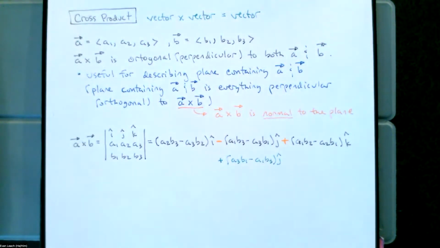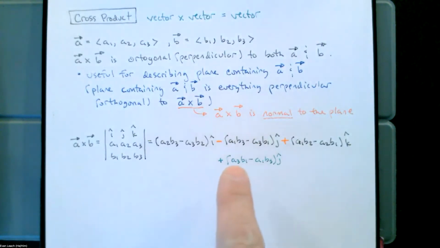I know why this bothers me so much. I don't know why it should bother me so much that it doesn't follow the pattern. 2 3 3 2, 1 3 3 1, 1 2 2 1. I like that better than 2 3 3 2, 3 1 1 3. Then back to the other one. 1 2 2 1.